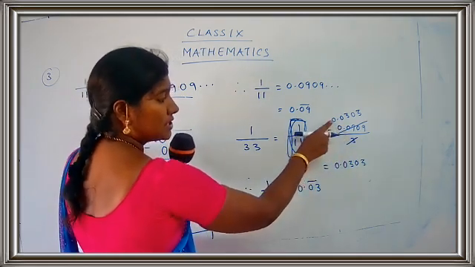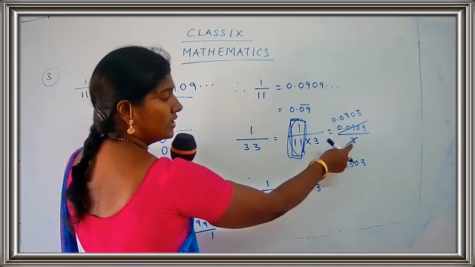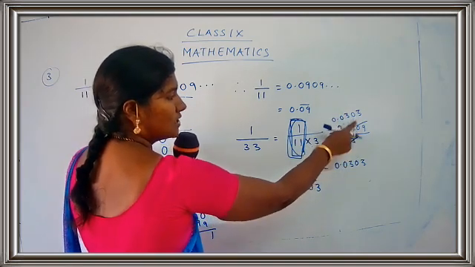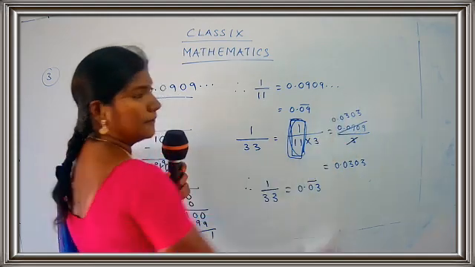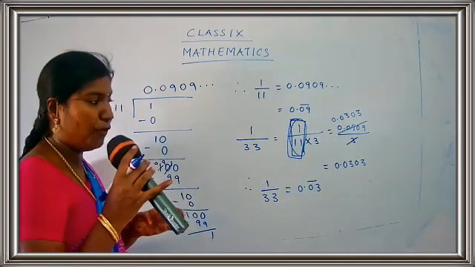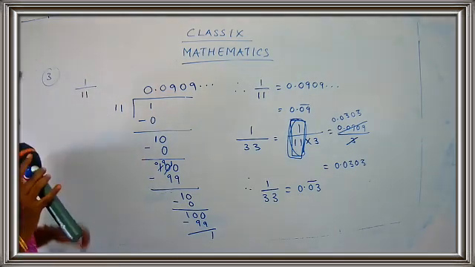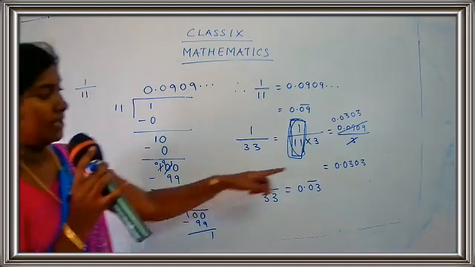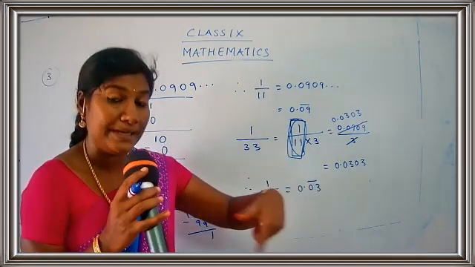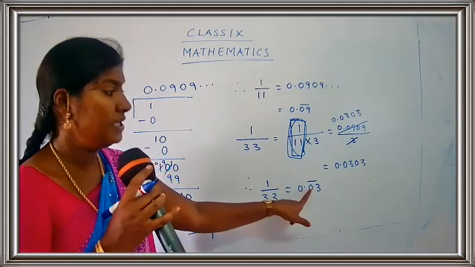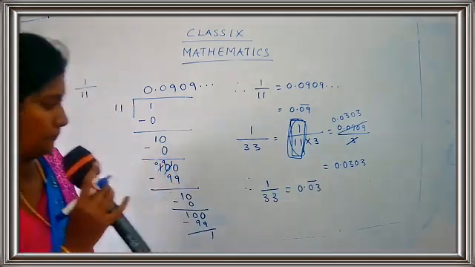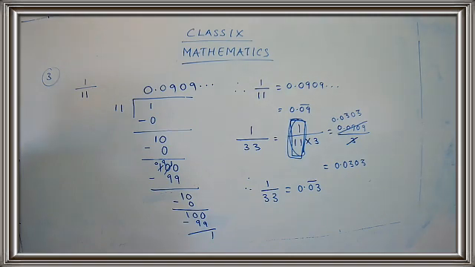So 3 zeros are 0, 3 zeros are 0, 3 threes are 9, 3 zeros are 0, 3 threes are 9. So I get 0.0303, which can be written as 0.03 bar, because the number 0303 is repeated again and again. So 0.03 bar. So I have found the answer for 1 upon 33. We have to do one more thing. Yes, we have to find out 71 upon 33 also.